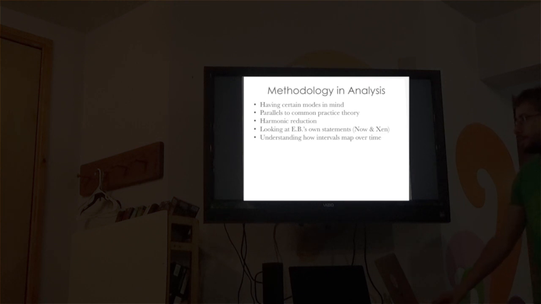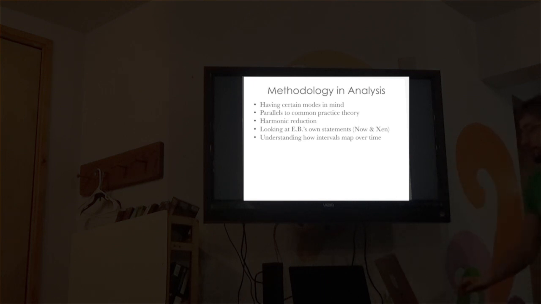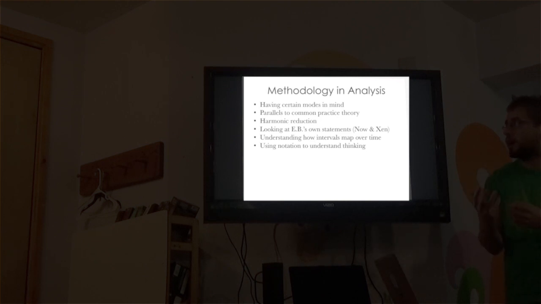Let's see, understanding how intervals map over time. This sort of has to do with regular temperament theory. Like if you have a chord progression in 15-tone equal temperament that's going along, and 12-tone equal temperament that goes along, they might end up in different places because of just the interval arithmetic and how things change subtly over time, or not so subtly, depending on which tuning it is. And then, of course, using Easley Blackwood's notation to understand how he thought of tuning systems that didn't have triads, like 13 and 23, is really important.